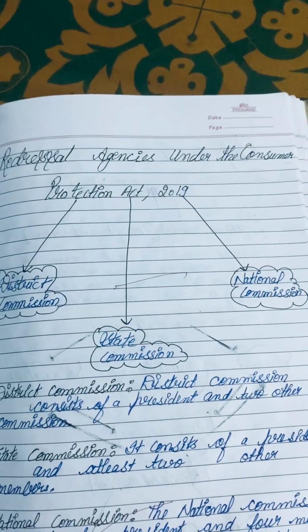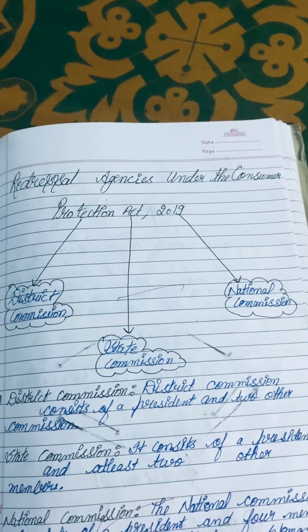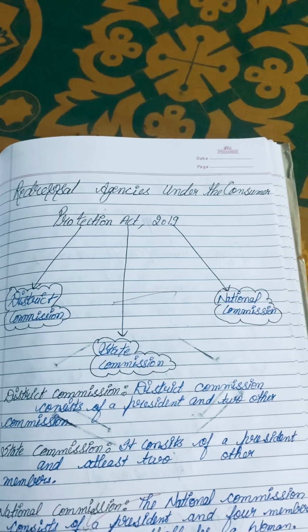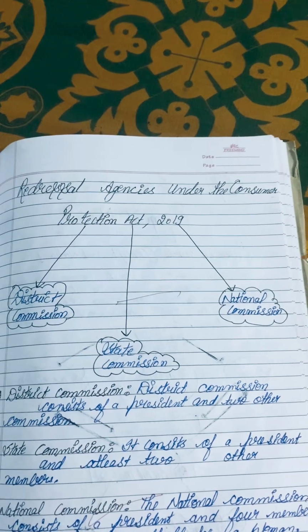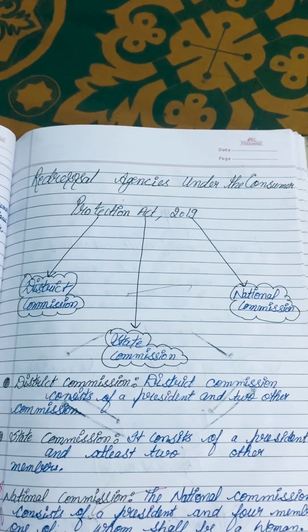The next one is redressal agencies under the Consumer Protection Act 2019: District Commission, State Commission, National Commission.